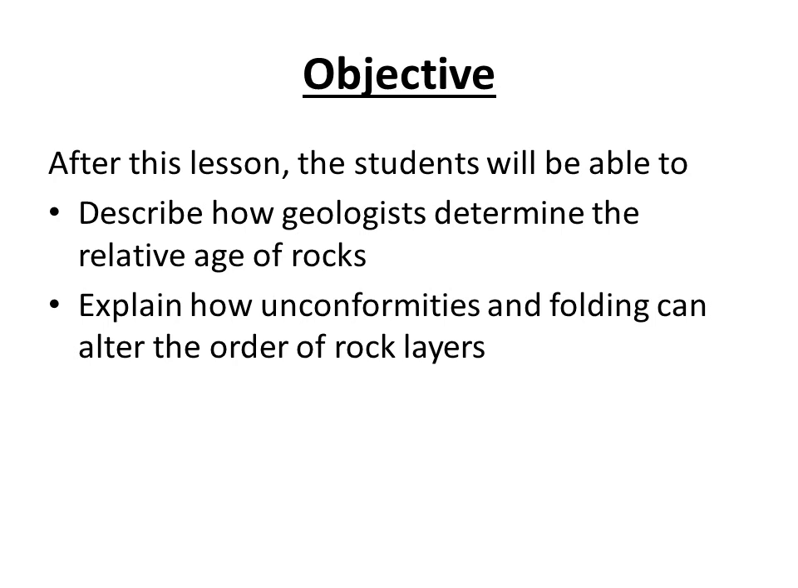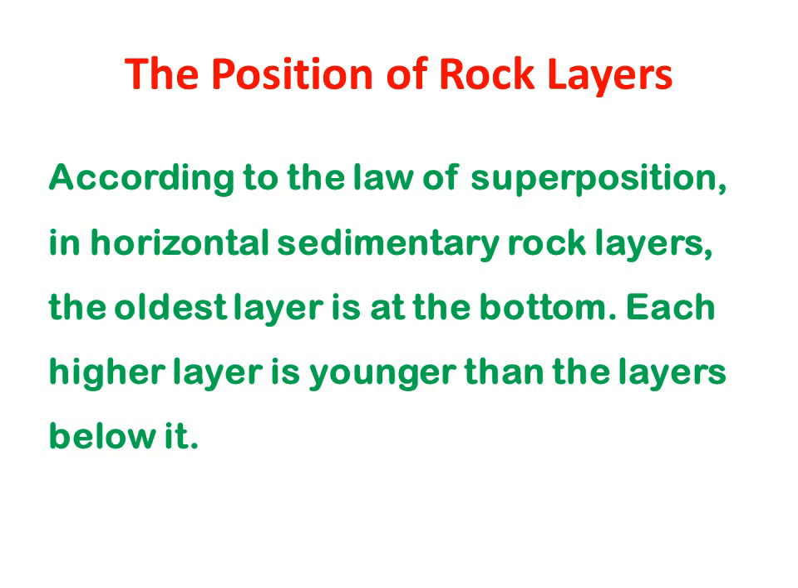In this lesson, we are going to learn how geologists determine the relative age of rocks, and also how unconformities and folding can alter the order of rock layers. The position of rock layers. According to the law of superposition in horizontal sedimentary rock layers, the oldest layer is at the bottom. Each higher layer is younger than the layers below it.